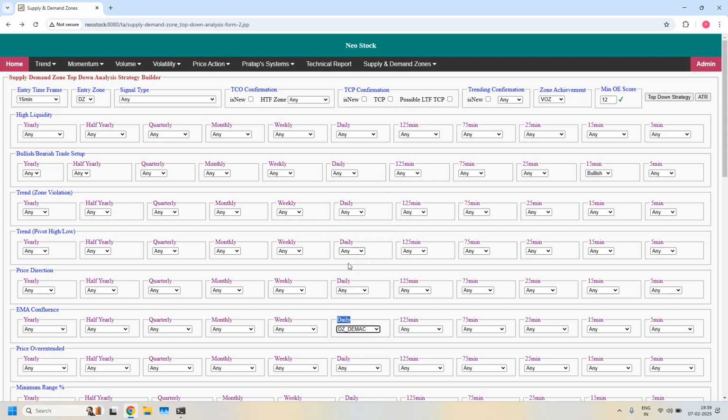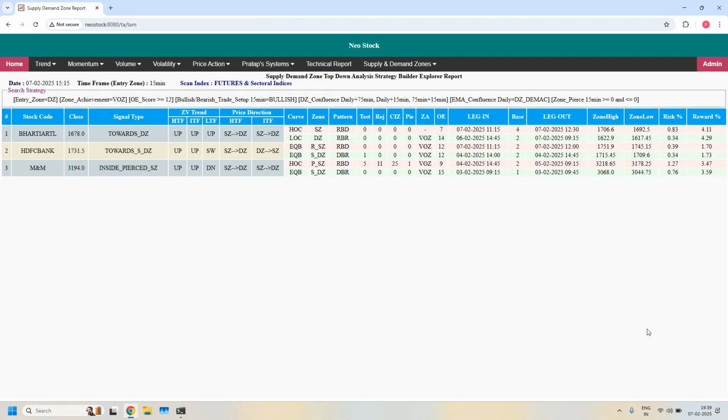Daily demand zone having daily EMA confluence. With this filter, we got all the three stocks. So they are even more high probability trade setup supported stocks. Okay, this is about a bullish trade setup for daily income trade. Next, bearish trade setup for daily income trade.